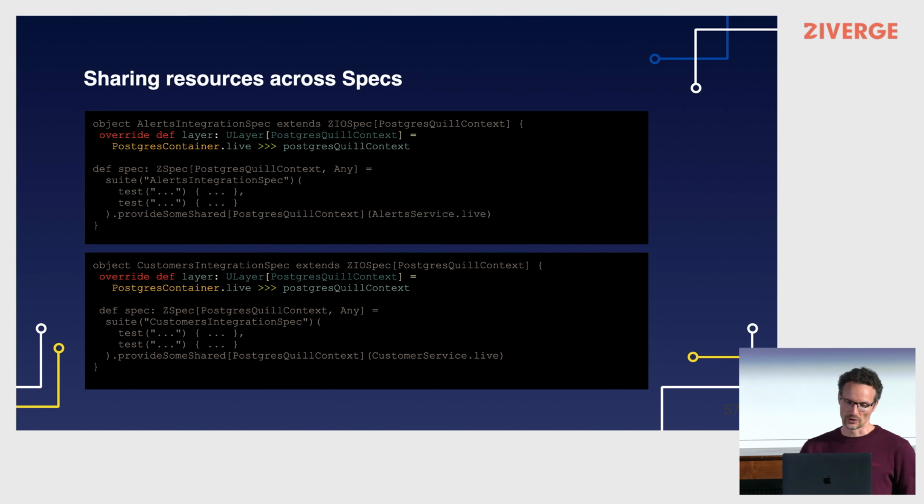But notice that you don't have to provide this dependency to your tests. You can still provide some specific dependencies that particular tests depend on. So here I have AlertService and CustomerService for the two specs that I have. But I don't provide the Postgres container and the context.